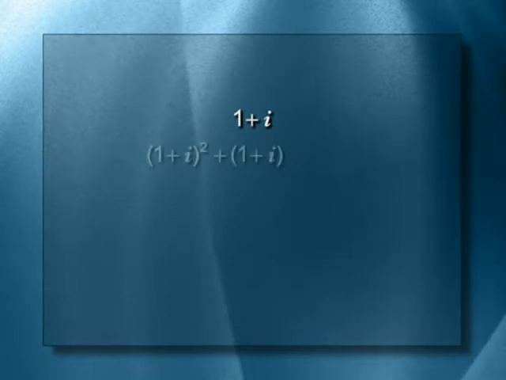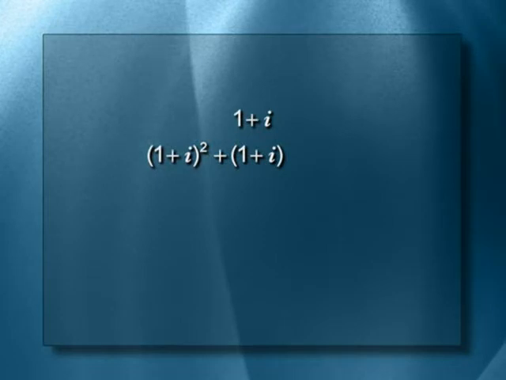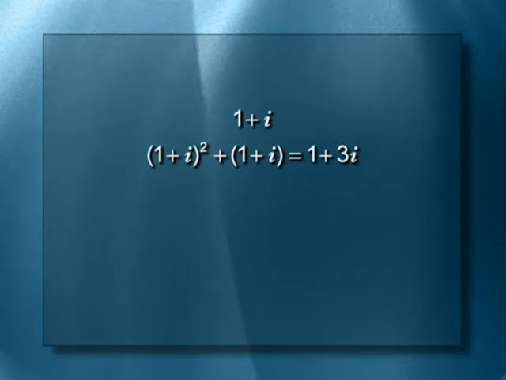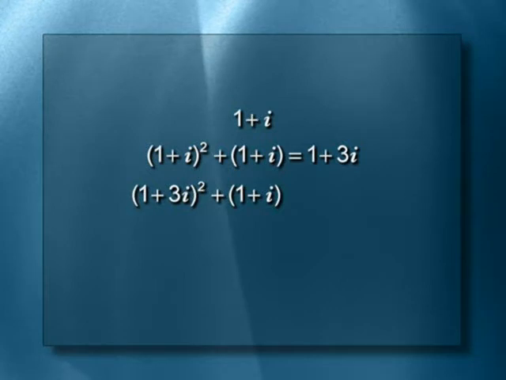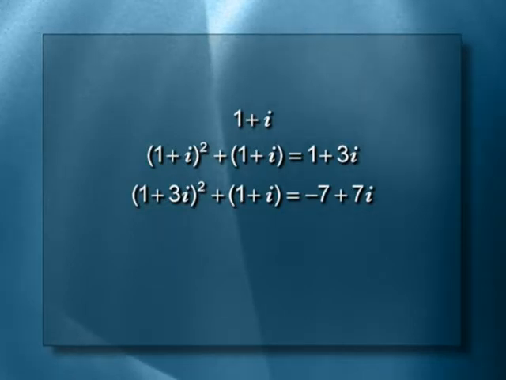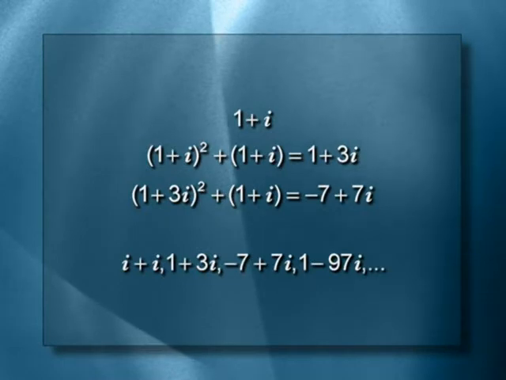The first one is 1 plus I. The second one is 1 plus I squared plus 1 plus I, and if you work that out, you get 1 plus 3I. You take that number, 1 plus 3I, you square it, and add 1 plus I. Trust me, when you do that, you get minus 7 plus 7I. Got a little bit bigger, didn't it? The next term turns out to be 1 minus 97I.